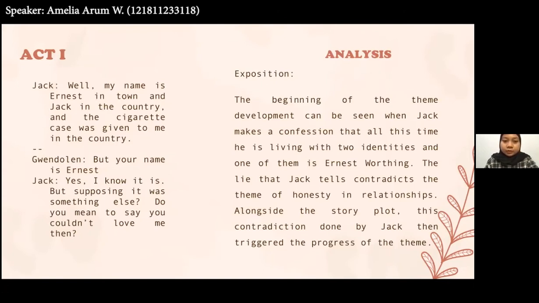The explanation of the exposition here is that the beginning of the theme development can be seen when Jack makes a confession that all this time he has been living with two identities, and one of them is Ernest Worthing. The lie that Jack tells contradicts the theme of honesty in relationships. But precisely since Jack confesses his lies, the theme of honesty in a relationship can move forward in the story plot and become the focus of The Importance of Being Earnest. Alongside the story plot, this contradiction by Jack triggered the progress of the theme, which then also triggers the story to keep going. The next slide will be explained by Dini.